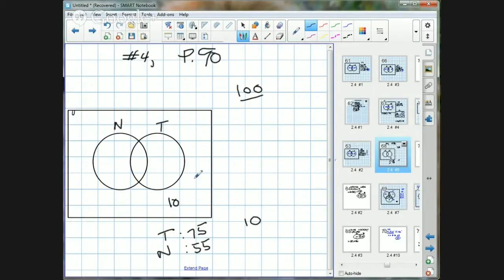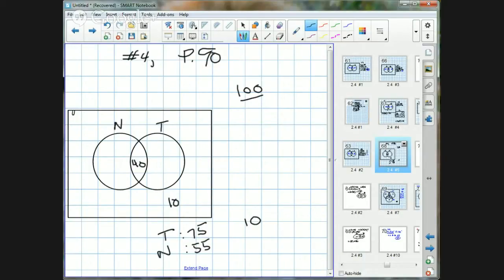Here, let's put the 10 in here at least. We know that 10 subscribe to neither, out in the universe. How many do we have left? 90. You have 90 left. And what's 75 plus 55? That's 130. 90, 130. What does that tell you? That tells you that the overlap is 40. I'll just say that again. After you take the 10 out that don't subscribe to anything, you've got 90 students left. But when you add up the Time and the Newsweek, we're 130 minus 90, we're off by 40. That's a clue that that's the overlap.